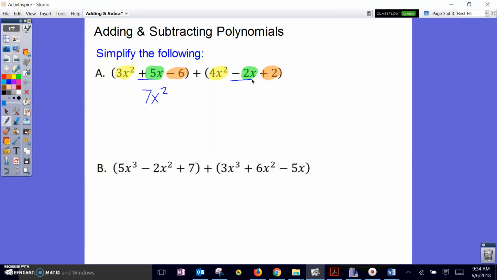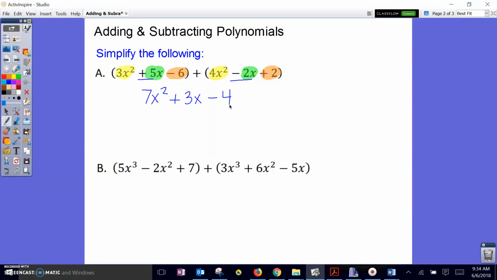We've got a plus 5x and a minus 2x. Positive 5 and negative 2 add together to make positive 3, so we end up with plus 3x. And then we look at the numbers. We've got a minus 6 and a plus 2. We add those together, and that gives us a negative 4. And so we end up getting 7x squared plus 3x minus 4 when we add those two polynomials together.